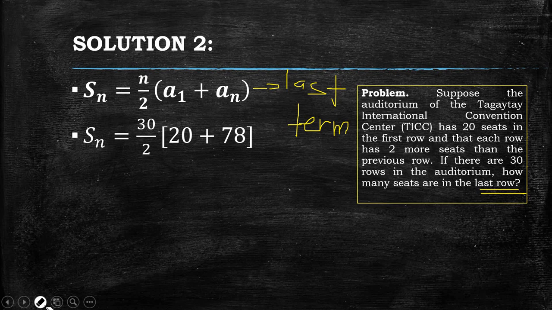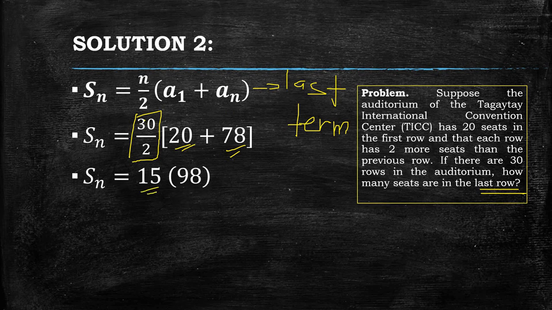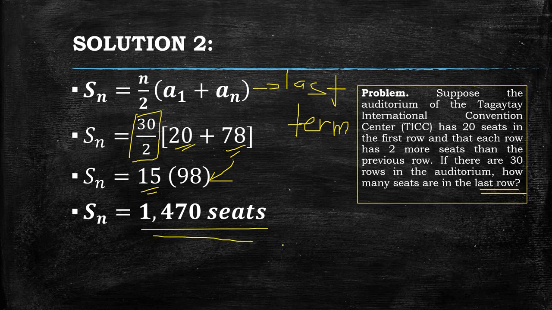Ayan. So, here, kaya siya simple. Kasi ito naman ang kailangan mo. Again, given the value of n is 30 divided by 2 times 20 is the first term plus the last term is 78. Na-identify natin kanina na yung last row ay merong total of 78 seats. Yun kasi yung hinahanap natin. At yun yung naging value na a sub n natin kanina. Okay, and that, so we get the quotient between 30 and 2, that is 15, and then 20 plus 78 is 98. And then you get the product, the answer still the same, 1,470 seats.